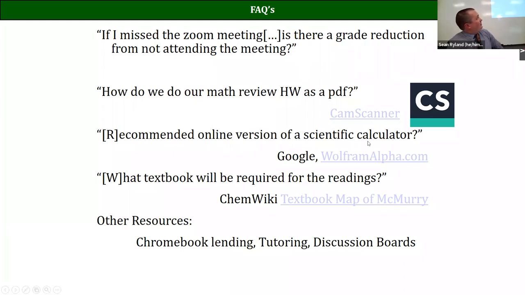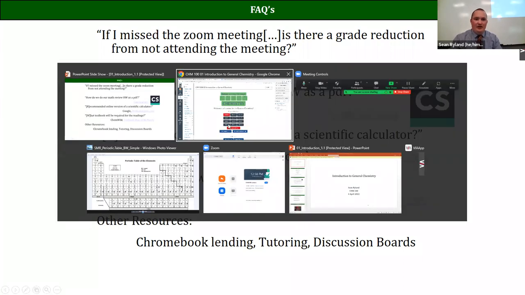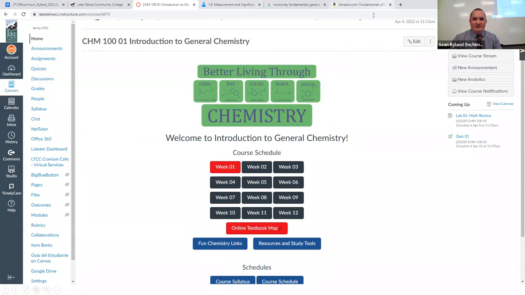What kind of calculators do we need? Well, there's an online calculator. Google's actually probably the best scientific calculator. If you just type in math into Google, Google will do the math for you. It interprets it as a math input and will spit it out as an answer.